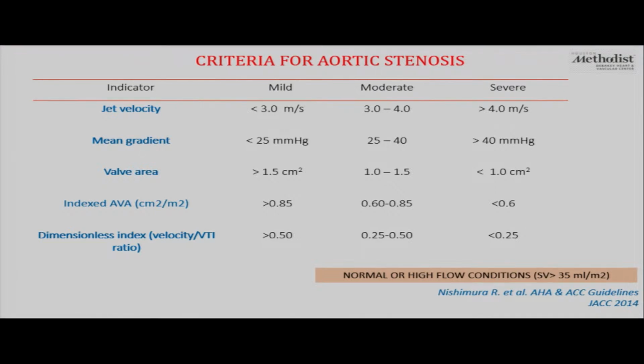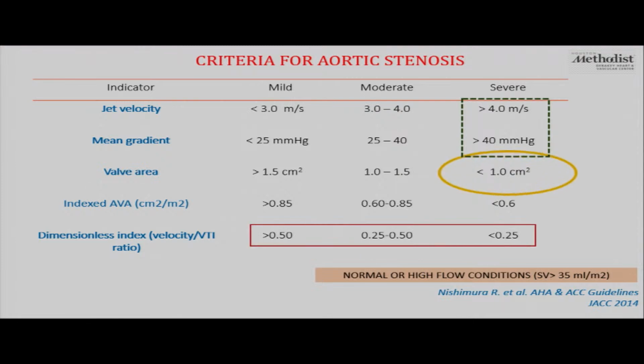And this table, I think every one of us in the room has in their neurons. Everybody, even in your sleep, I'm sure you know more than 4 and more than 40 is severe. Again, a calculated valve area of less than 1 is severe, and there are exceptions, which we'll talk about in a little bit. And finally, the parameter which is very helpful in patients, when you want to normalize to body surface area, is the dimensionless index. Again, less than 0.25 is severe. And these are all in normal or high flow conditions when the stroke volume index is preserved.